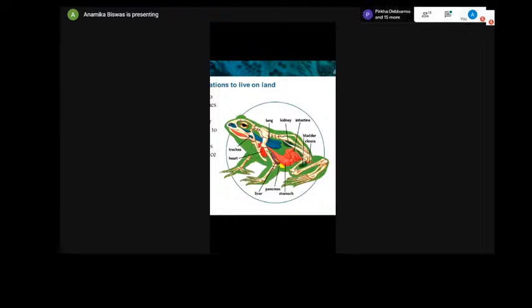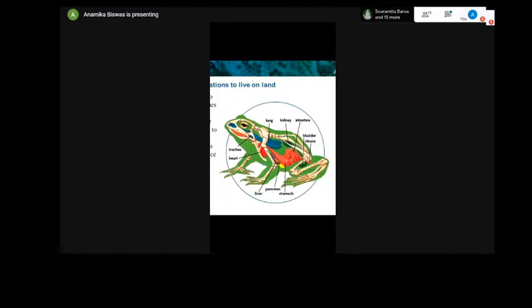Nostrils on their anterior side, nostrils are connected to the buccal cavity. Eyes, their eyes have eyelids. Then skin, their skin is mostly smooth, moist, highly vascular and rich in glands. Scales are generally absent. It helps in cutaneous respiration.